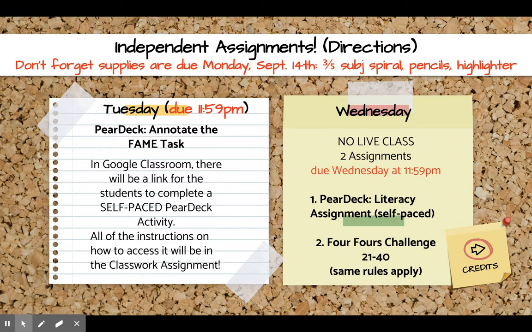So once again, Tuesday's assignment is the annotation of the FAME task. That's due at 11:59 p.m. Wednesday, you have 2 assignments. Both of them are pretty short, but they're not due until Wednesday at 11:59 p.m.